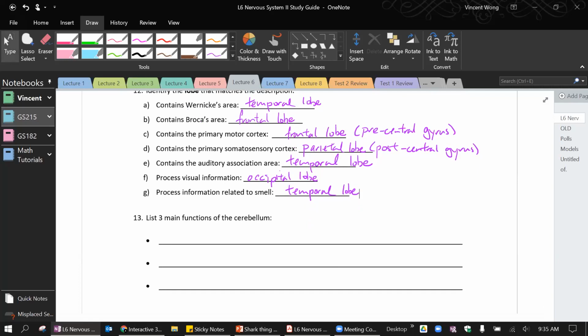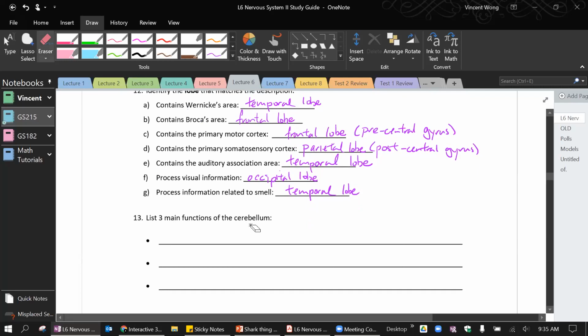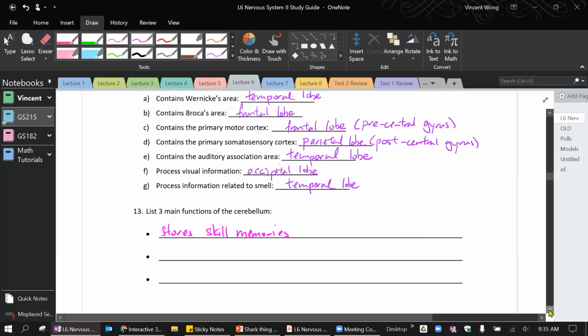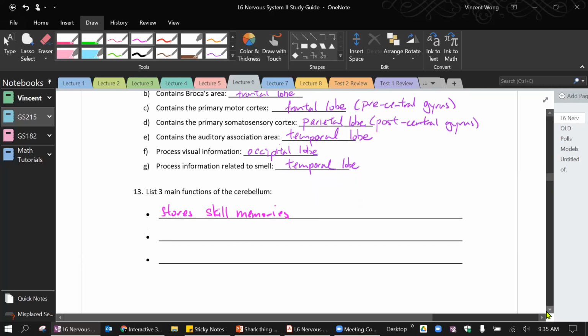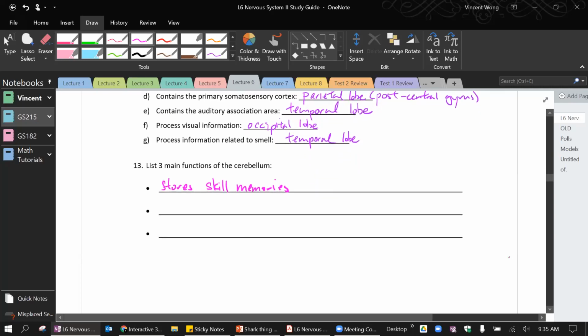Next, three main functions of the cerebellum. Number one, it stores skill memories. So again, riding the bike, the typing, shooting the basketball, the move of a dance, cutting your food, right? You can virtually chop the food with your eyes closed if you have been cooking for long enough. All that is called skilled memory and is stored in the cerebellum.